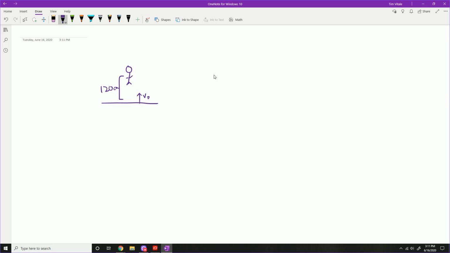And the way that we can solve for that is by using an equation that's given to us. It's a kinematic equation, and it looks like this. It's v squared, the final velocity squared, is equal to the initial velocity squared plus 2 times the acceleration times the change in y position, or the displacement in the y direction.